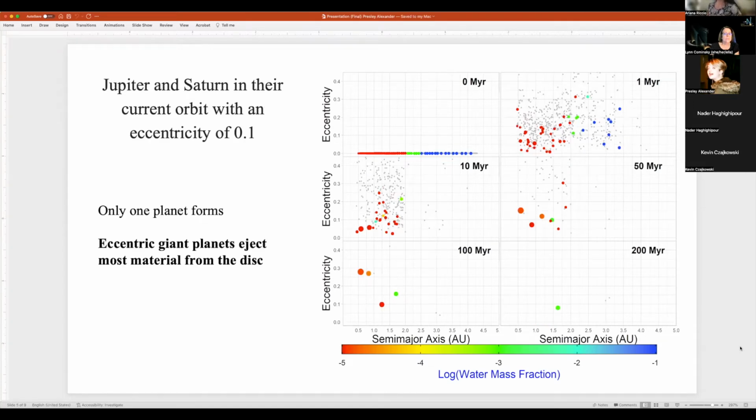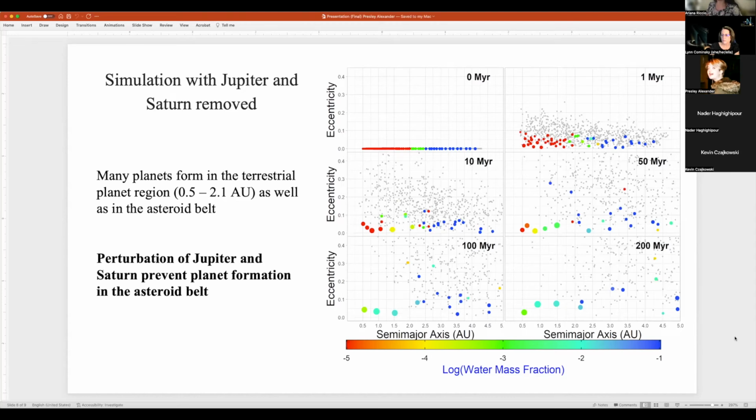This is Jupiter and Saturn in their current orbit with an eccentricity of 0.1. They both have relatively low eccentricities, and so we cranked it all the way up to 0.1, which essentially increases the interaction of the giant planets with the material in the interior. So it is a very exaggerated version of the effect that it has. And as you can see, because of this gravitational influence, most of the material is ejected by the giant planets interacting with the disk, and only one planet ends up forming. Go ahead and go to the next slide.